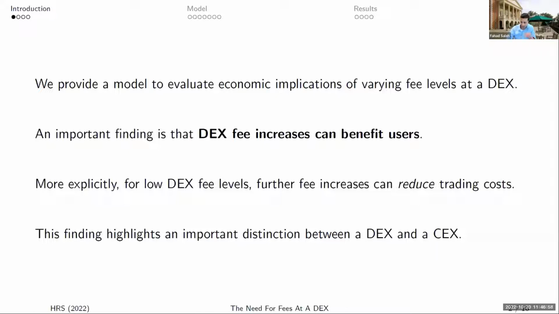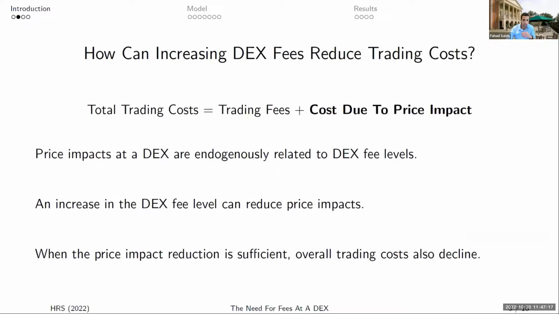So before I get into the formal model, I want to clarify the basic economic channel at a high level as to why an increase in the fee level could actually reduce trading costs. And hopefully that will clarify why DEXs are such a different object than centralized exchanges. For starters, the first thing to understand is that total trading costs are not just the fee cost that you pay. There is a fee that you're going to pay, but you also have to incorporate the fact that when you trade, the price that you get is not necessarily the fair value of the asset.